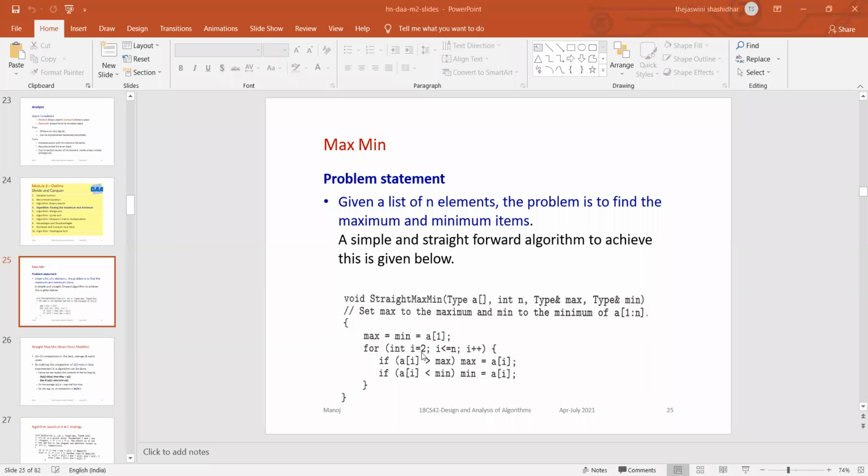Now you start from the second element to compare. So for int I equal to 2, that means you are starting from the second element up to which element? The last element, which we take as n. We start with the second element and end with the last element, moving with I plus plus. Now you compare A of I. What is A of I initially?